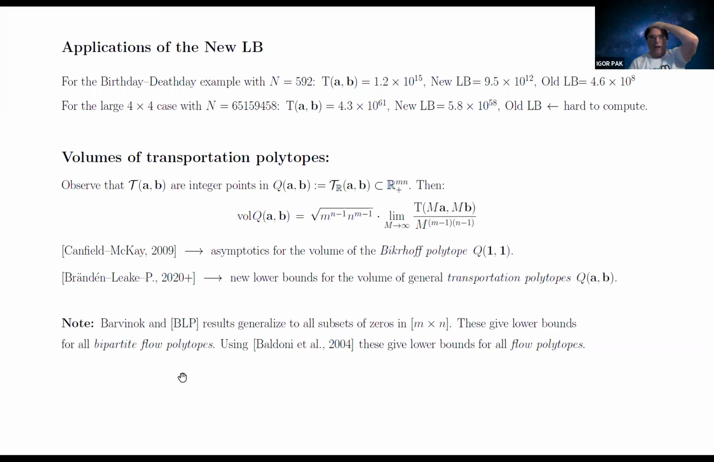But in reality, Baldoni, De Loera, and Vergne showed that this approach can be used to give lower bounds for the volumes of all flow polytopes. So in reality, our results actually give lower bounds for all the volumes. How good they are, we didn't check, except for the Birkhoff polytopes, where they are quite recent.